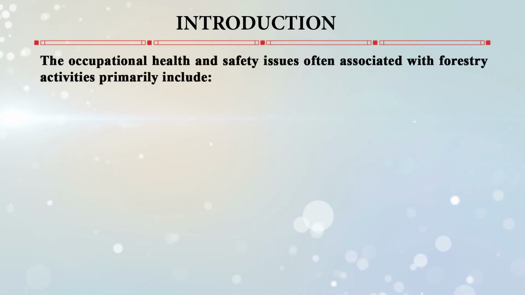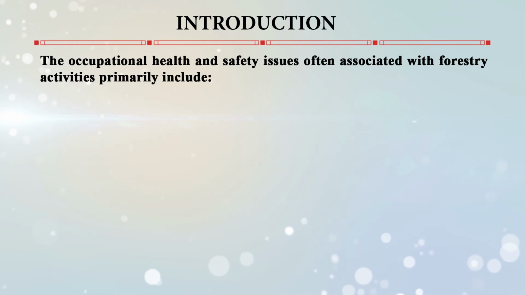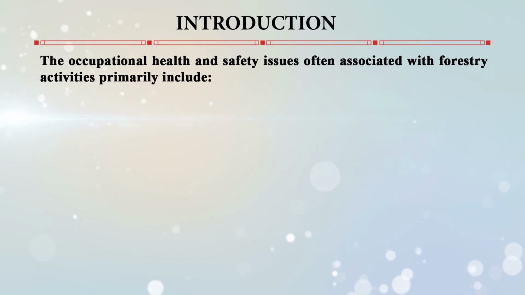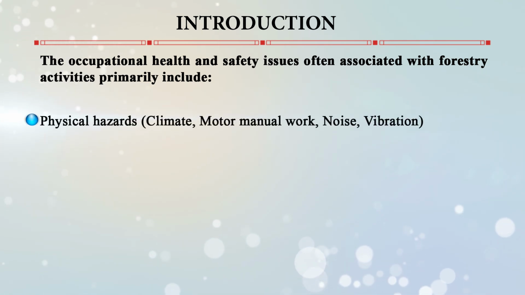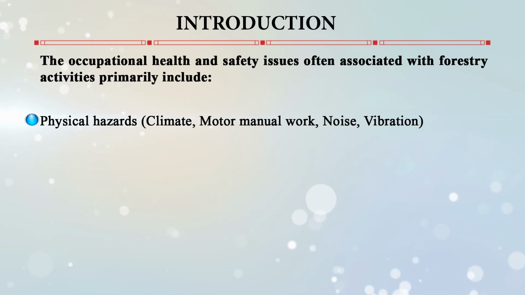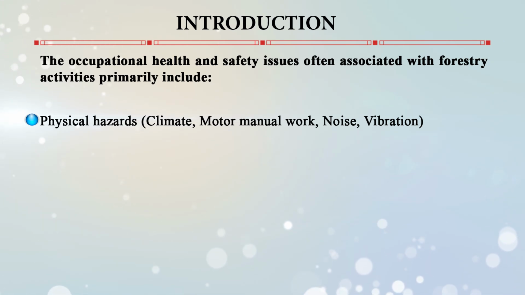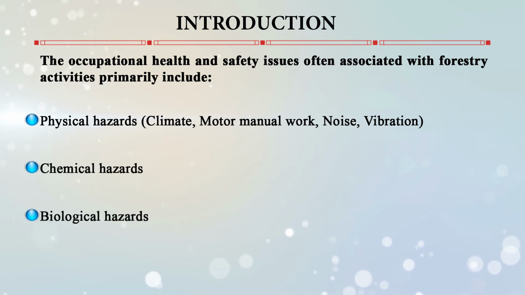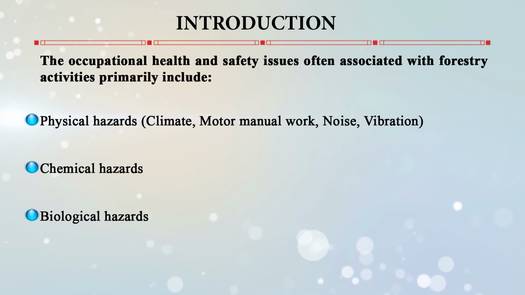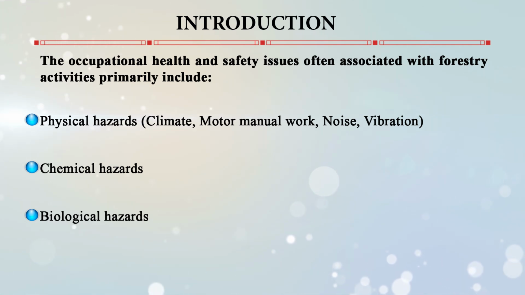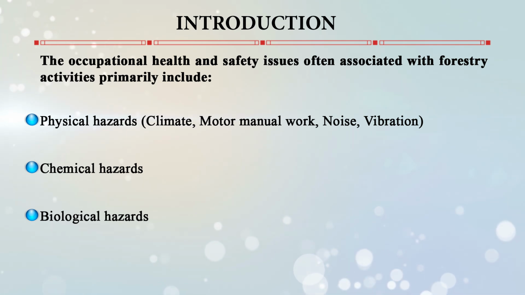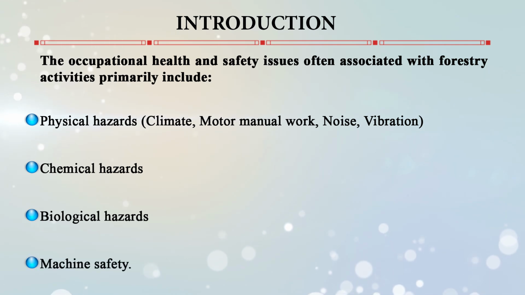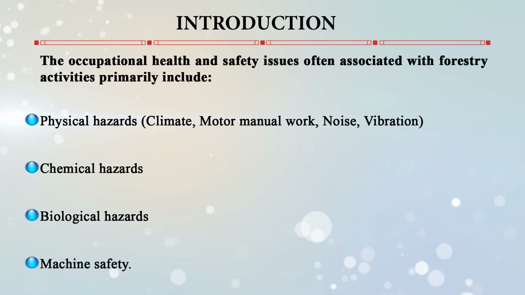The occupational health and safety issues associated with forestry activities primarily include physical hazards. Physical hazards could be due to weather and climate, motor-manual work, noise and also vibration. There could also be chemical hazards and biological hazards. And finally, there can also be machine hazards, which can cause harm and injury to the agricultural workers. So machine safety is also an important part of the work.